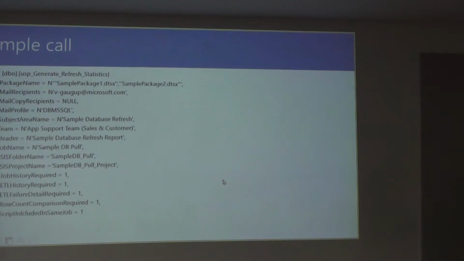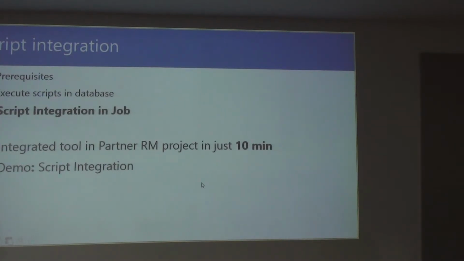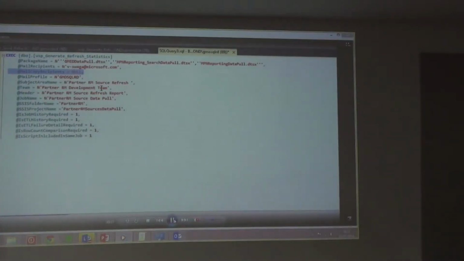Okay, sample call. As I discussed with you, there are some parameters, some values we need to provide. So we can execute this generate refresh statistics stored procedure with the following parameters. Okay. So we have covered the prerequisites, executing the script in the database, and script integration in the job is left.